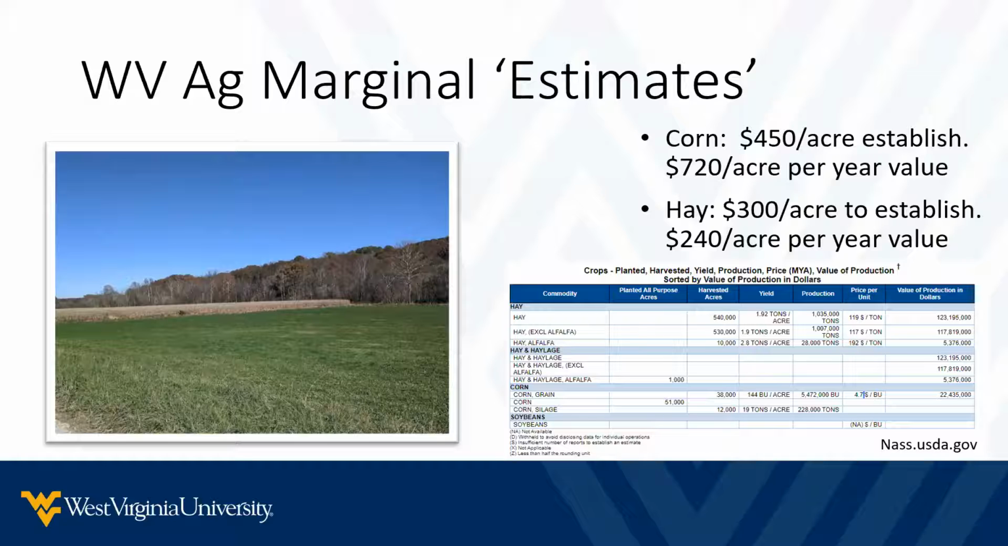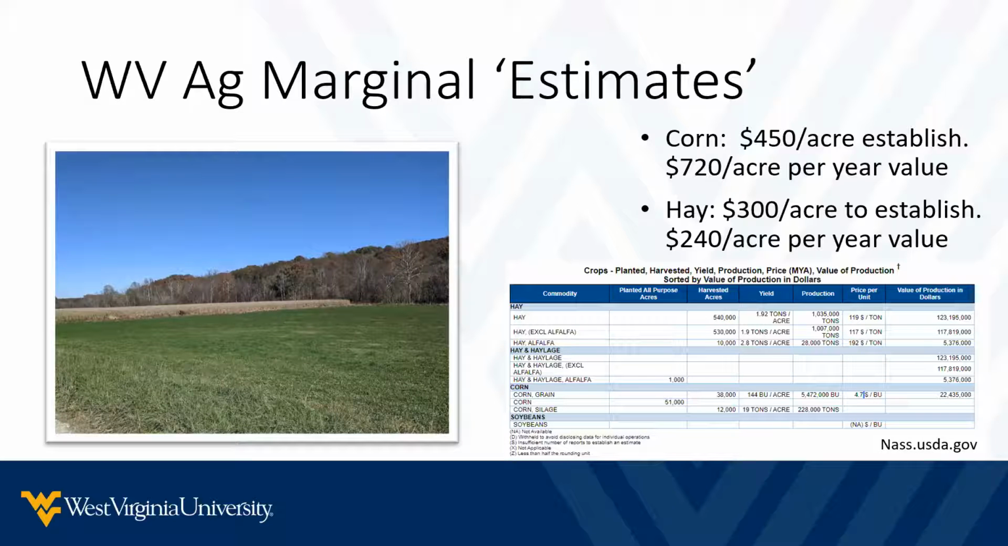Go to hay lands: hay around 1.9 tons to the acre, excluding alfalfa, maybe with alfalfa up to almost 3 tons per acre, right? Prices there are anywhere from $117 to almost $200 a ton. With hay, on average, you might be looking at about $300 to establish the first year. This again does not include the land costs. So you're looking at $240 an acre per year value. After a year and a half, you would be paying for that upfront investment, so you remunerate yourself fairly quickly on this.